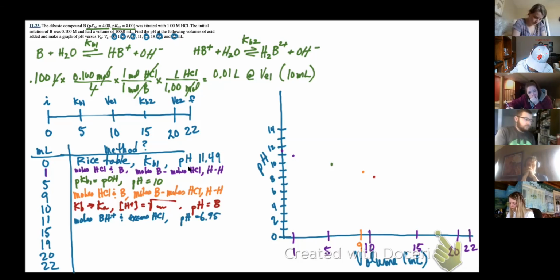6.95. Looks good. Everybody follow that? In this case, we're just taking, I wrote on the slide here, excess HCl, but really it's just excess beyond, maybe I should fix that. Excess HCl after VE1, right? And then pH equals 6.95, okay? I guess I'm confused.